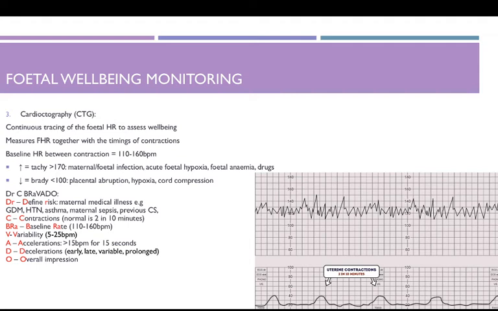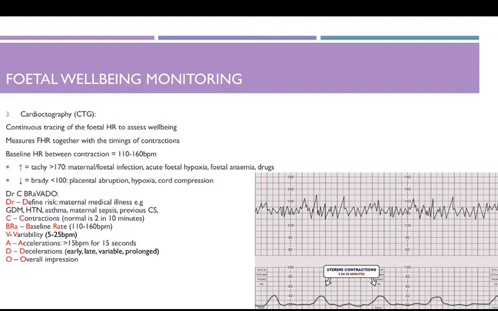And then BRA is the baseline rate, so that should be between 110 and 160. Then variability, so variability in the heart rate should be between 5 and 25. You can get accelerations, which are more than 15 beats per minute. These are usually normal, and they're usually due to fetal movement. So any accelerations are normal, typically. And then you get decelerations.